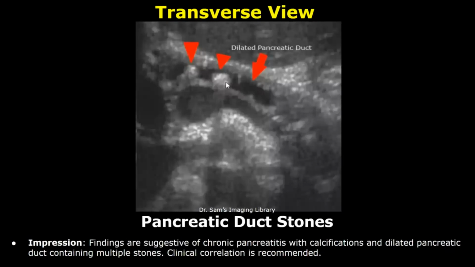In this example, the patient had chronic pancreatitis. So in the impression, the findings are suggestive of chronic pancreatitis with calcifications and dilated pancreatic duct containing multiple stones, clinical correlation is recommended.